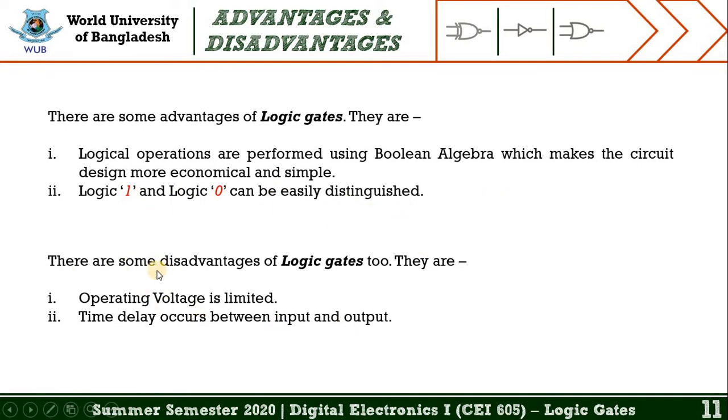As we already know, this slide represents advantages as well as disadvantages of logic gates. We already covered the advantages section and now move into the disadvantages section. So let's start. Number 1, operating voltage is limited. And the next one is that time delay occurs between input and output.